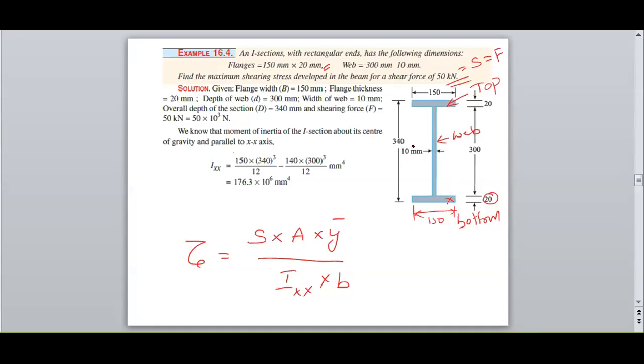Here I need to find the centroid and the moment of inertia for the I section. It is symmetrical about the y-axis and x-axis, so the centroid will be at the center only, that is 340 divided by 2 from the top, and 340 divided by 2 from the bottom.